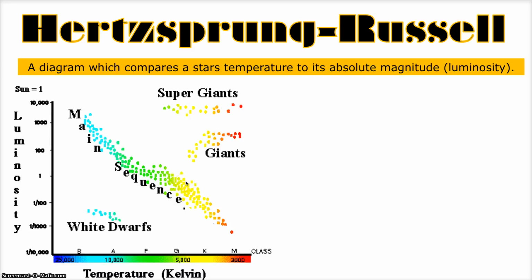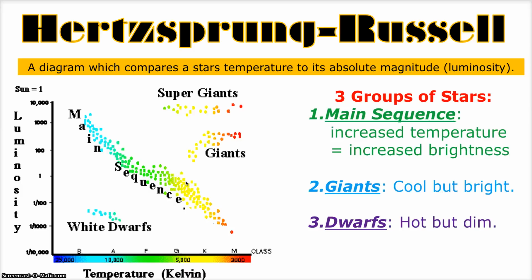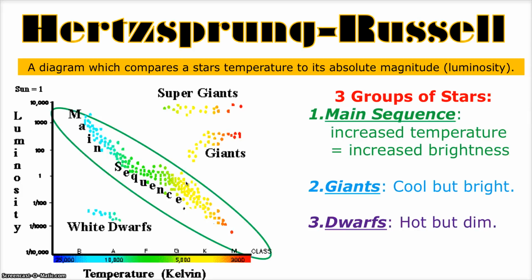You can see on this diagram that there are 3 groupings of stars. The first grouping is called the main sequence, and stars within the main sequence follow a specific pattern. Cooler stars are down here on the bottom where they're dim, and as the temperature of the star increases, the brightness of that star also increases. So that's the pattern of temperature to brightness within the main sequence.